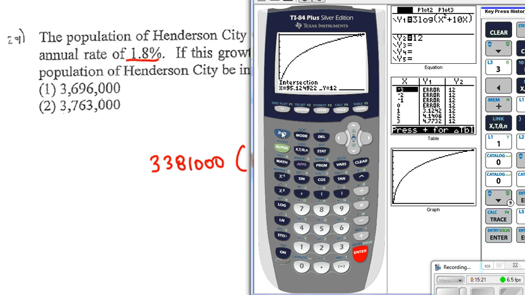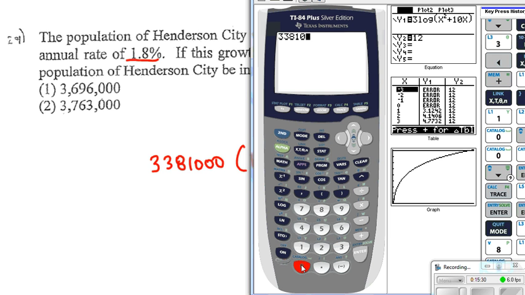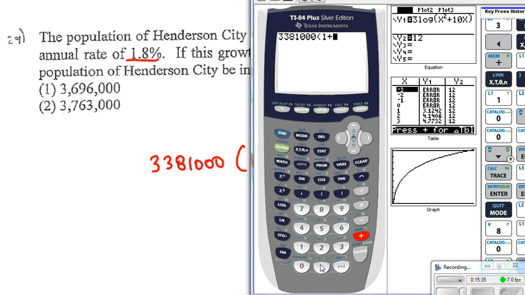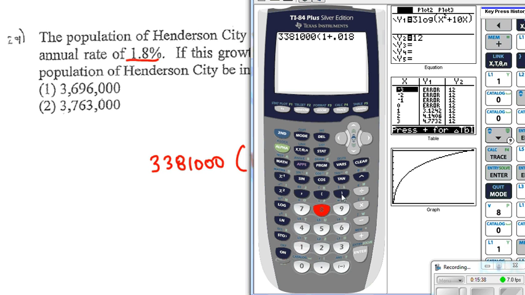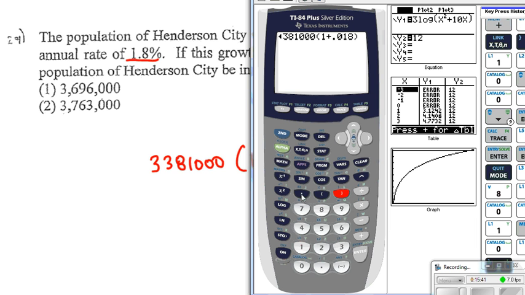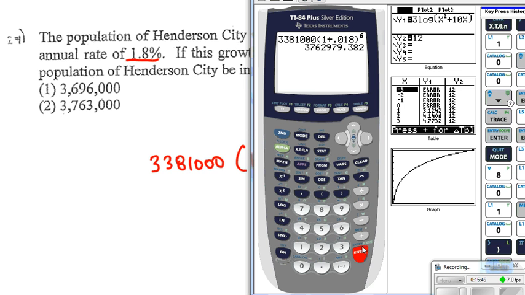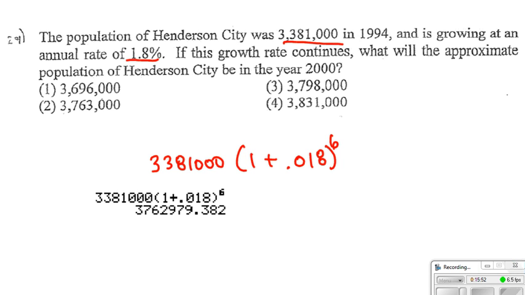So, once again, plugging that in, 3381,000, open parentheses, 1 plus 0.018, close it, to the 6th power. All right, then we get this one as our answer. Then we should try to figure out the closest one here. 3763. Okay, that becomes our answer.